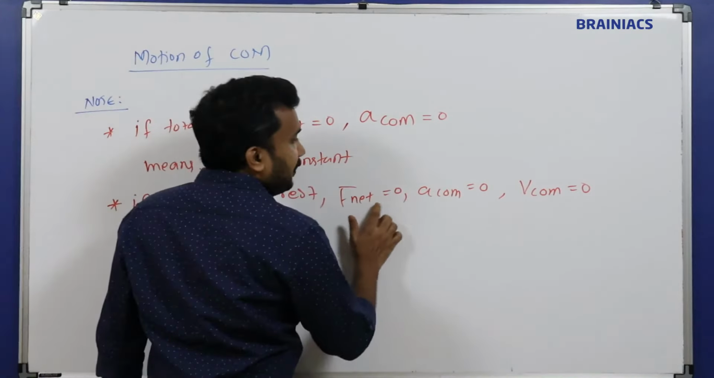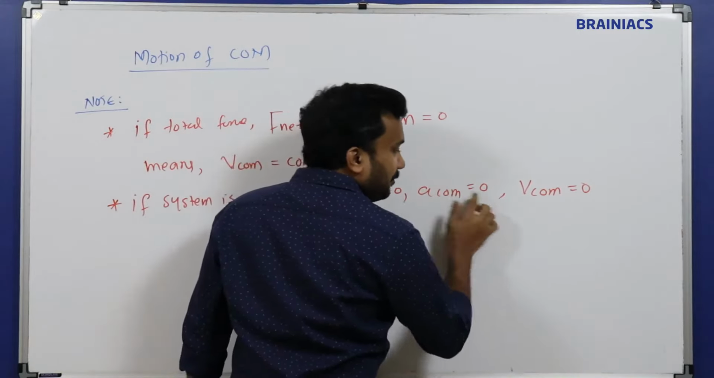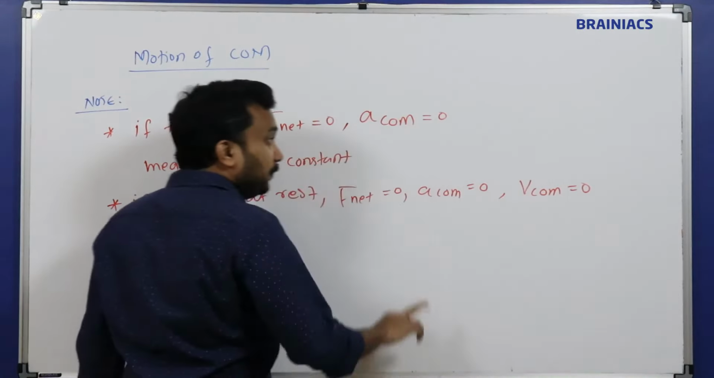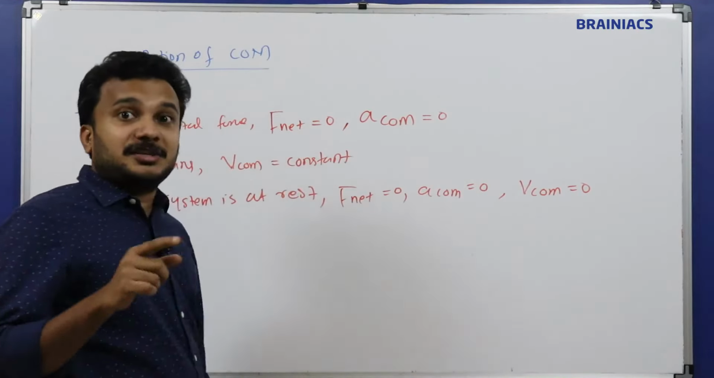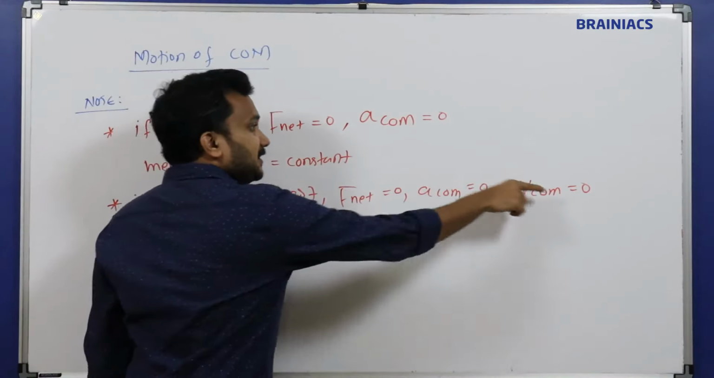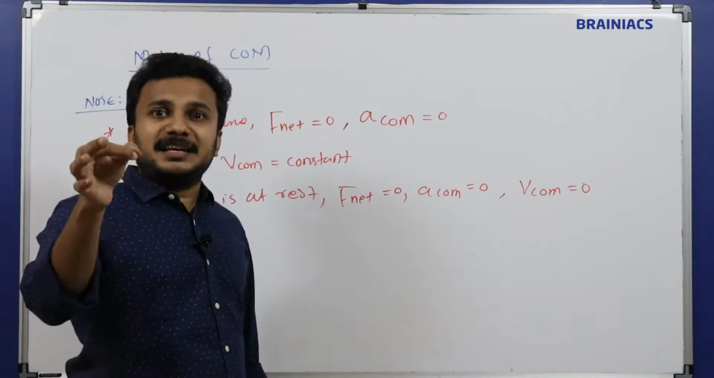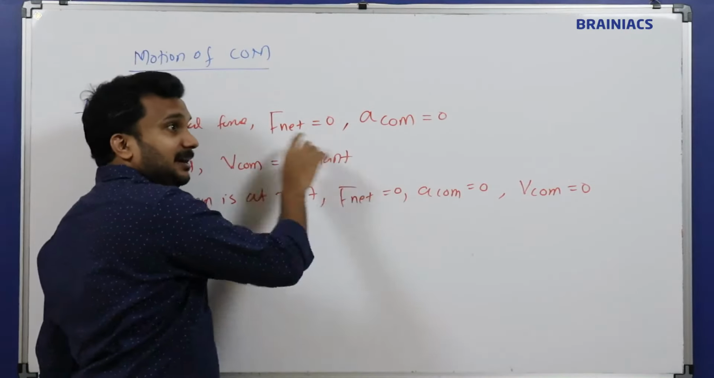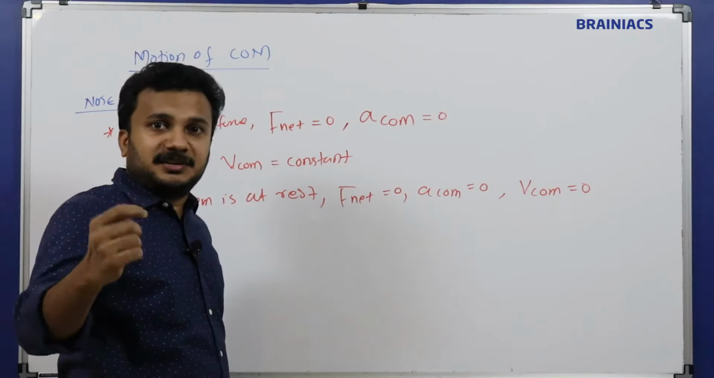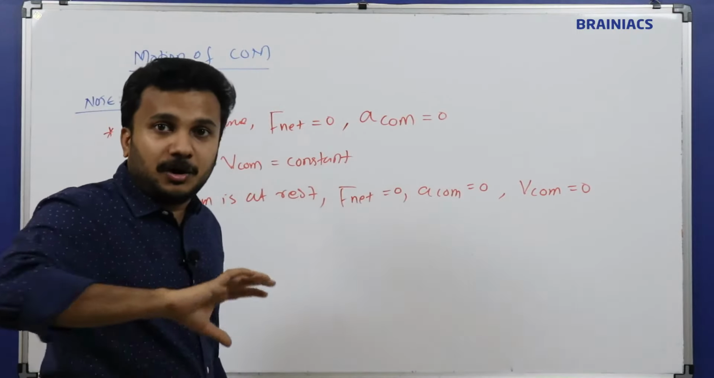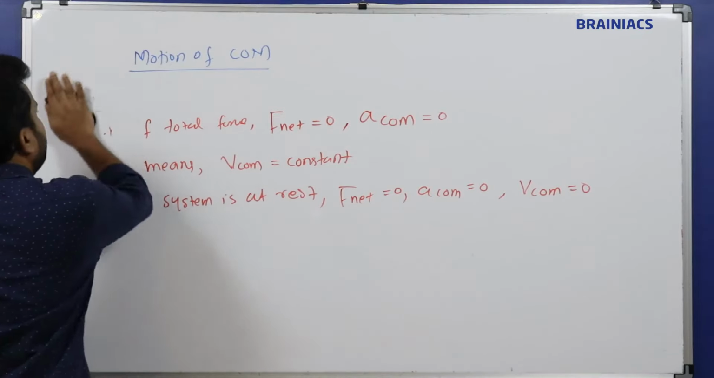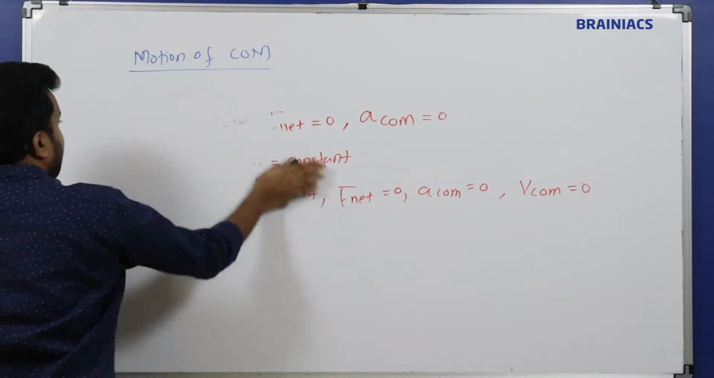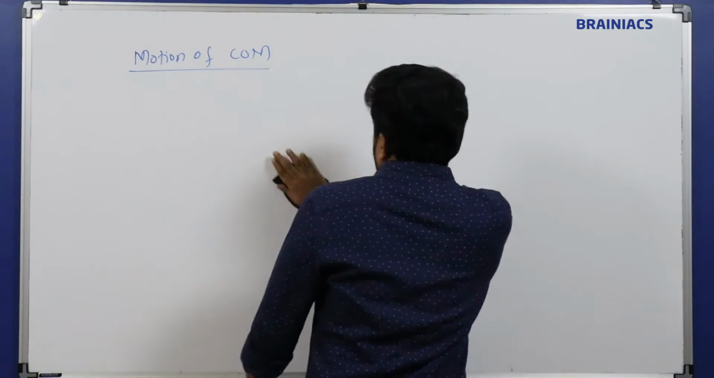So this is the thing. If F net equal to 0, A COM equal to 0, which means V COM is equal to 0. Or, F net equal to 0, A COM equal to 0, V COM is a constant. Constant means it can be any value. 0 is a constant number, an integer, right? So it's a constant. Or I can say 1 meter per second, 2 meter per second, 3 meter per second, anything, but it is constant throughout. That value is not changing. Okay. This is a key point which we will use while solving problems, and we will do some questions out of this one.